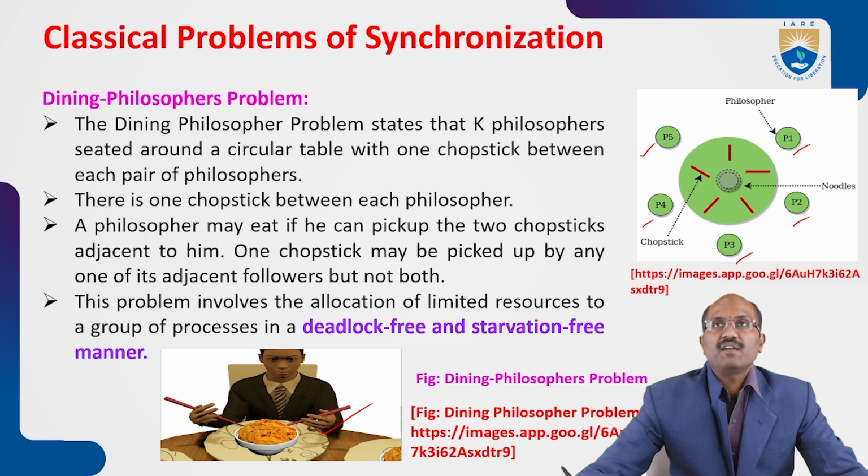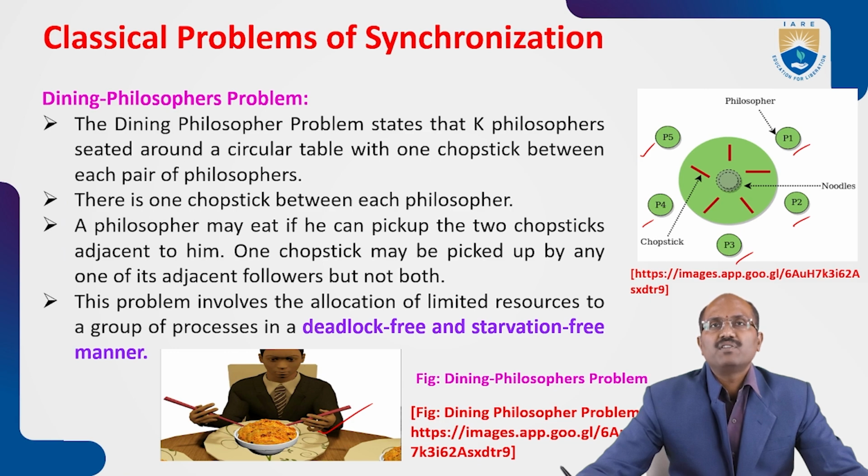One philosopher takes the left chopstick, eats, and then starts thinking, which means the right chopstick is free. The other philosopher immediately picks up that chopstick and starts to eat. This problem involves the allocation of limited resources to a group of processes in a deadlock-free way, and it also leads to starvation. Starvation is the situation where one philosopher keeps on eating and cannot give the chopsticks to another philosopher for a long time. That is the problem of starvation. So deadlock freedom must also mean starvation freedom.